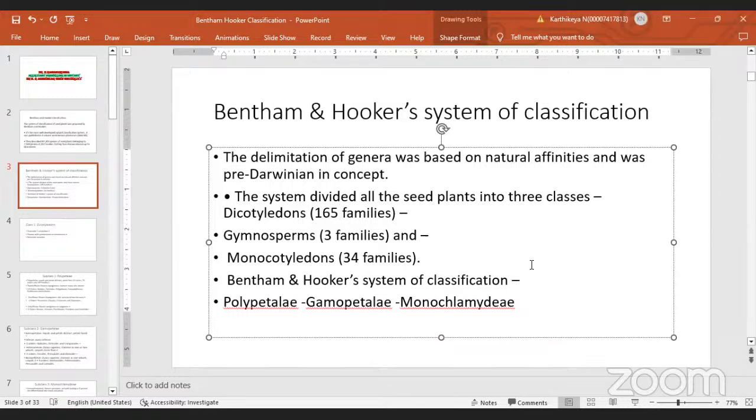What is the first one? Dicotyledons. What is the meaning of dicots? Two cotyledons. Embryo with two cotyledons. Yes, embryo with two cotyledons.